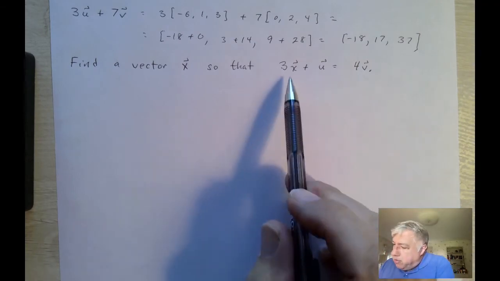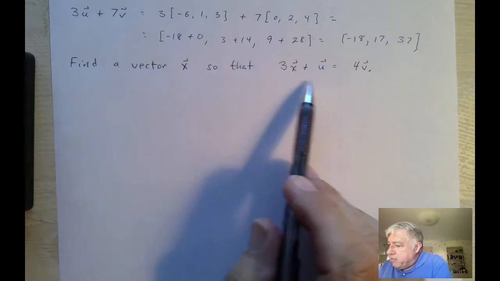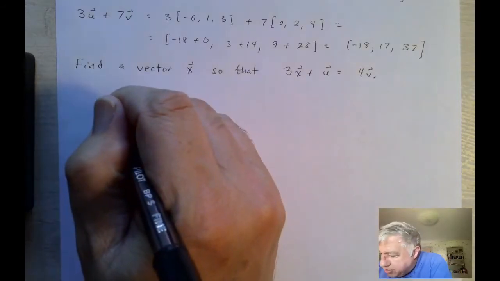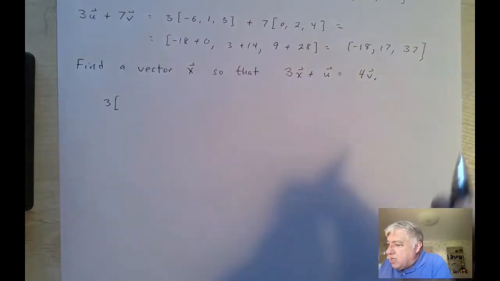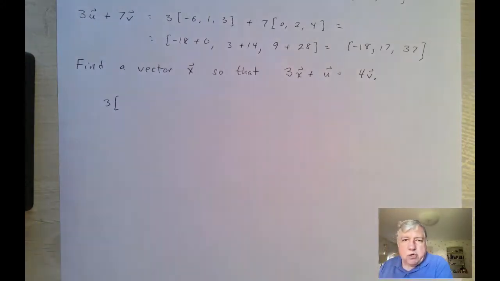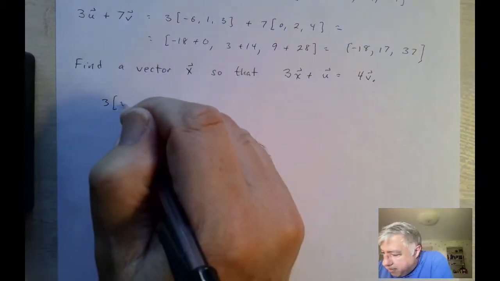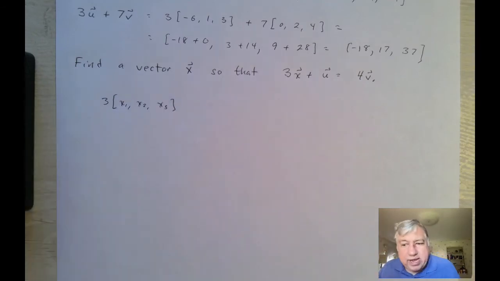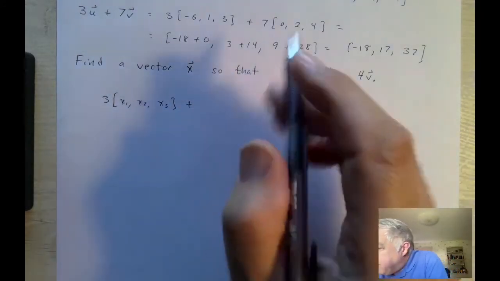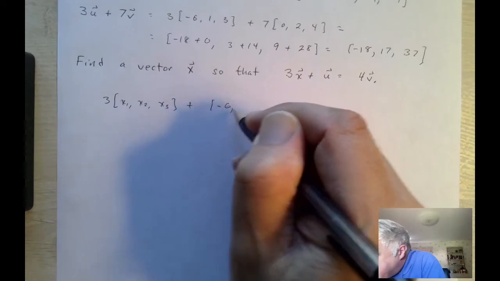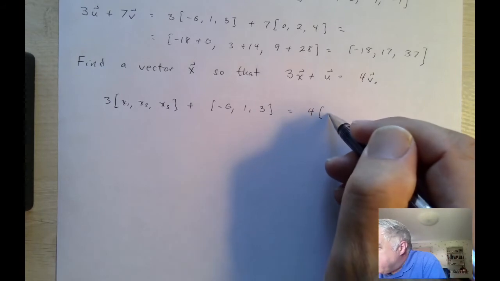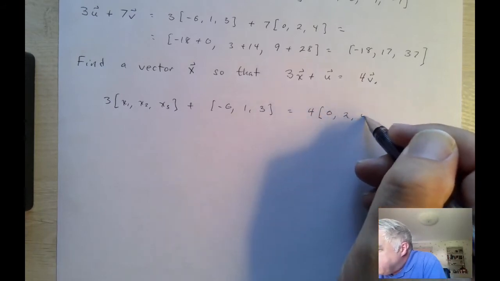The way we do this is let's write this equation in terms of its components. So this would be 3x. Now what is x? x is going to have 3 coordinates, so let's call them x1, x2, x3. You could also use x, y, and z, or whatever letters you want. Then u is still negative 6, 1, 3, and we want this to be equal to 4v, which is 4 times 0, 2, 4.